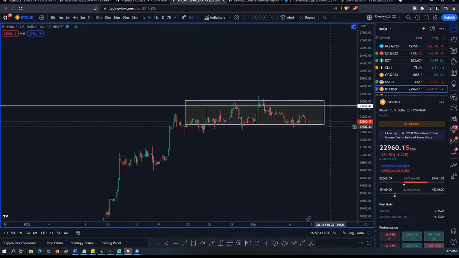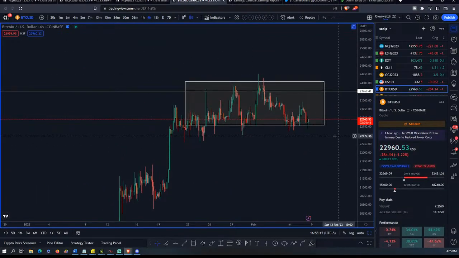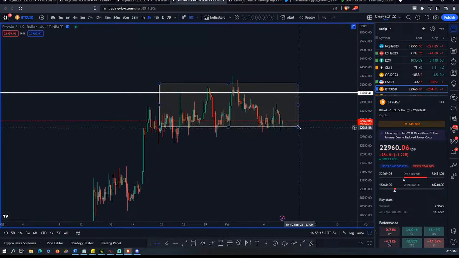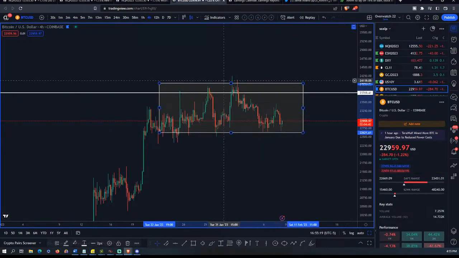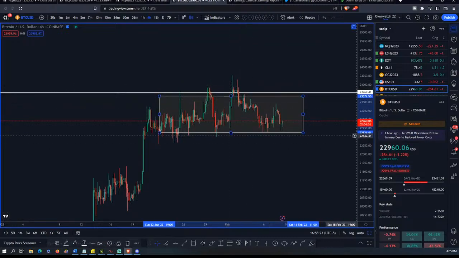Let's do a reality check here, for anyone that's delusional. The reality of life is this. This is the exact range Bitcoin's in. Okay. 23,672 to 22,621. $1,000.